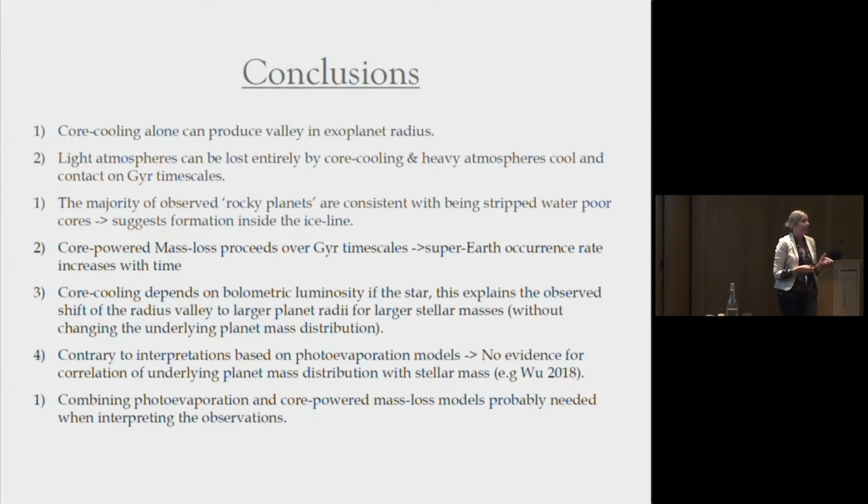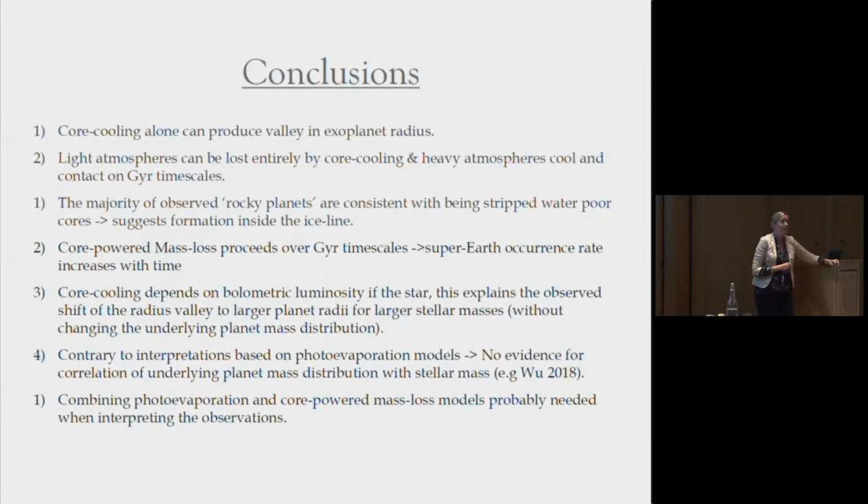So planet formation itself seems to give you a bimodal distribution in planet sizes. Core cooling just by itself wants to either let you have these hydrogen-helium envelopes or strip you entirely. Light atmospheres that contain less than about 5% of the total mass of the planet can be stripped entirely because there's enough energy to do so, whereas heavy atmospheres, more than roughly 5% of the total planet's mass, will just cool and contract over gigayear timescales.